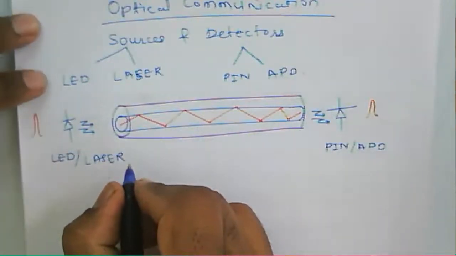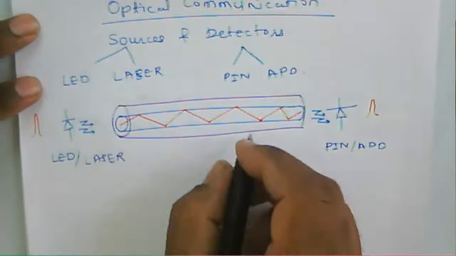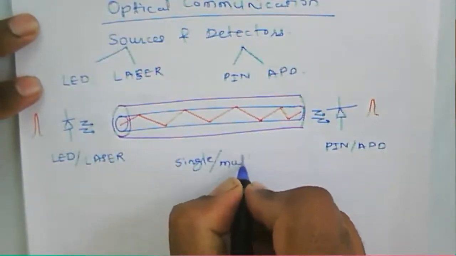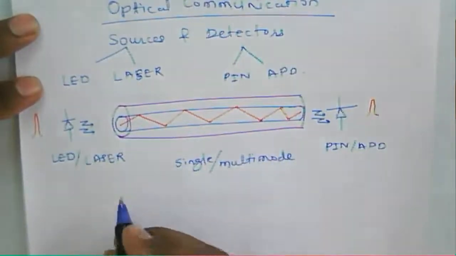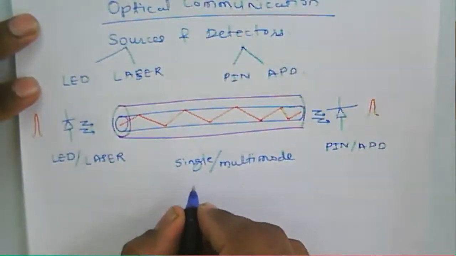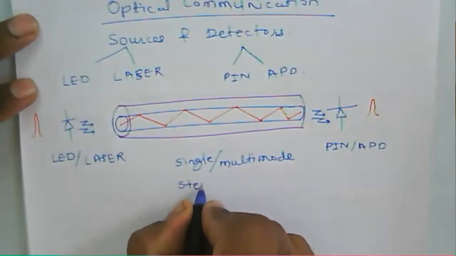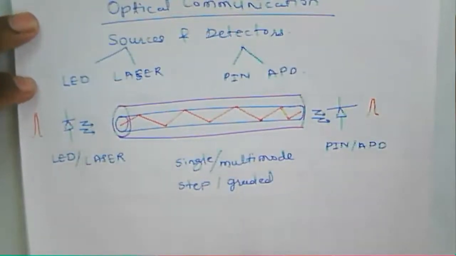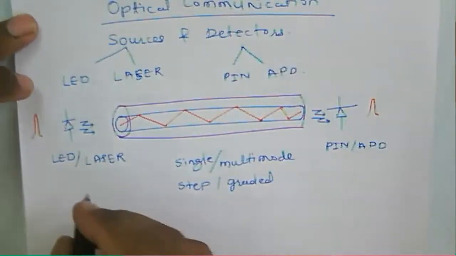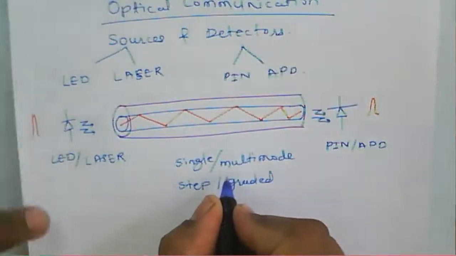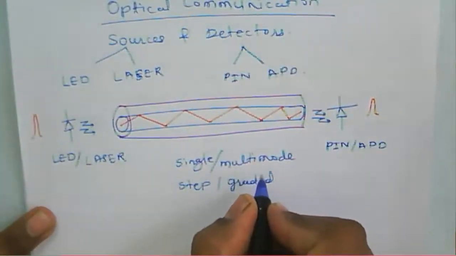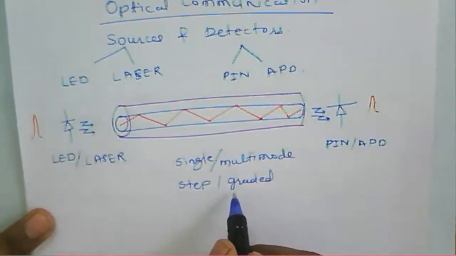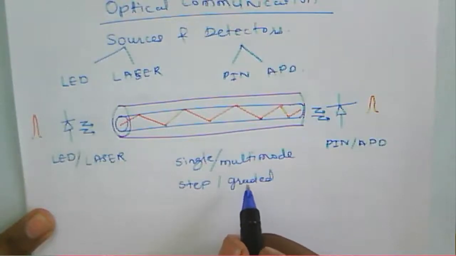Now till today we have learned the various optical fibers: single mode or multi-mode fiber, and then the step index fiber and the graded index fiber. That is, two types of fiber. Now, which source is suitable for single mode or multi-mode propagation, or which source is suitable for step index fiber or graded index fiber, that we are learning here.